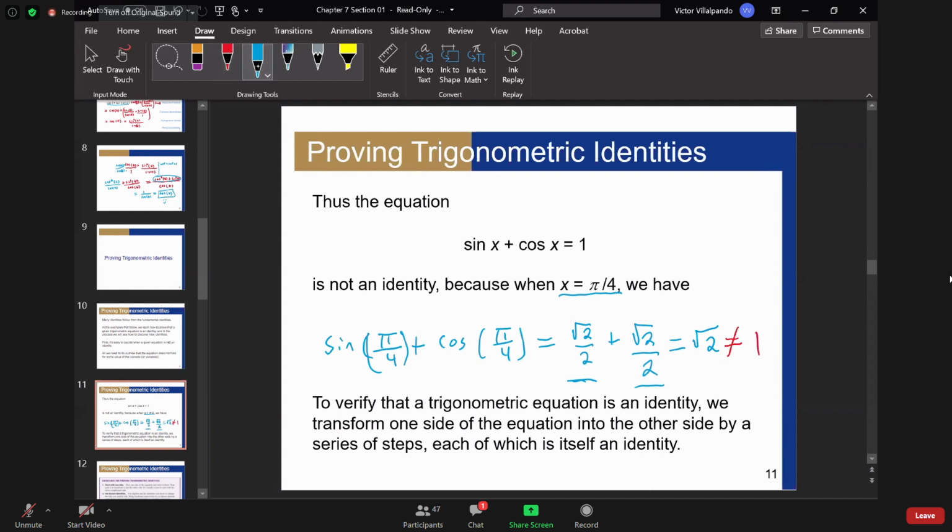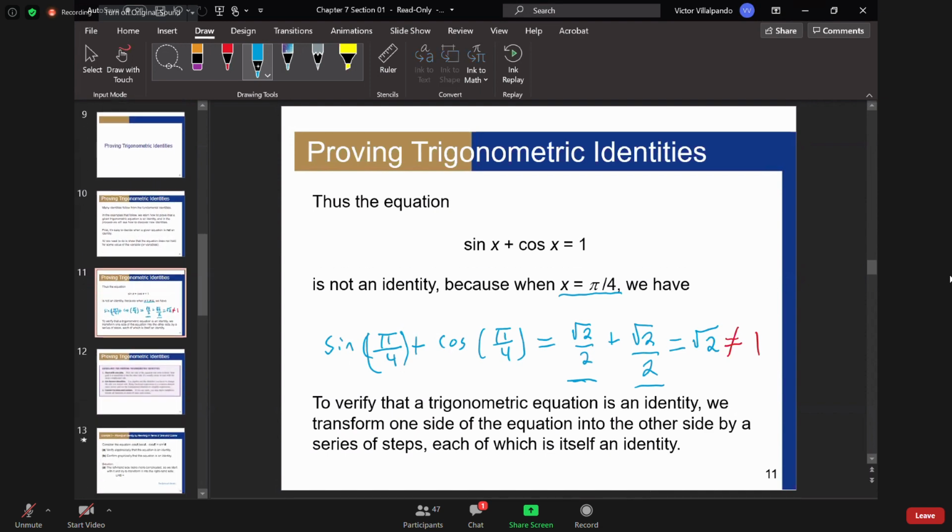So to verify that a trigonometric equation is an identity, we transform one side of the equation to the other side by a series of steps, each of which is itself an identity. That's basically what we saw in example 1. We didn't really have two sides of an equation, but we were able to transform parts of the expression, so we had terms to simplify, which is ultimately the same idea when we're proving. We're going to use trigonometric identities to transform one side to the other. They have a series of steps here, but I don't want to get into them.